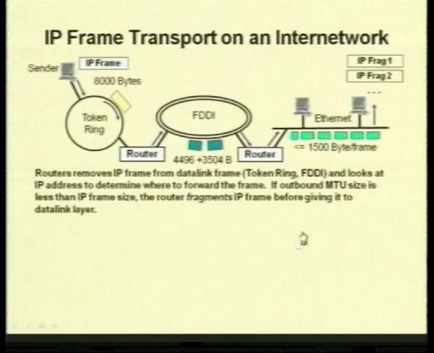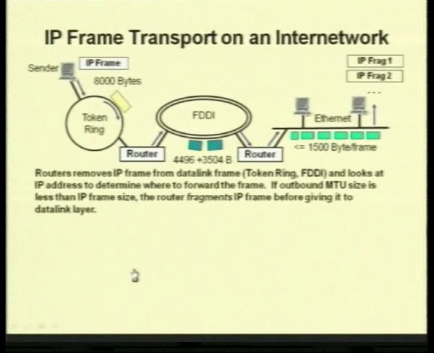Okay? So let's look at how the IP datagram is actually carried on different networks. Let's take a look at this particular example again. This is another example now. The sender is sending 8000 bytes. This is going on a token ring network. And then you have a router which is sending it on an FDDI network. Then it goes to another router which is connected through an Ethernet network before it goes to the final destination.